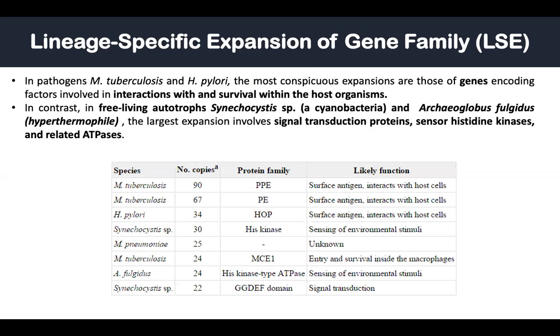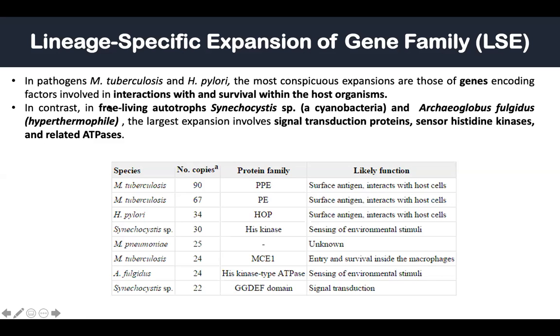If you look at their genomes, the largest expansion actually involves mostly signal transduction proteins or sensor histidine kinases and related ATPases. So they require these to be able to sense their environment, so that they can adapt to the environment to be able to survive, to make their own food and survive. So you can see that the choice of genes that these organisms decide to expand are different.